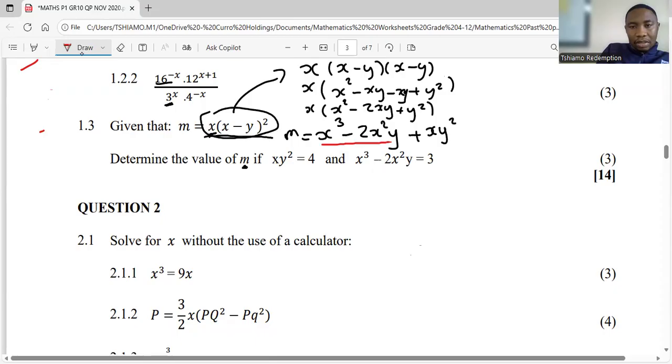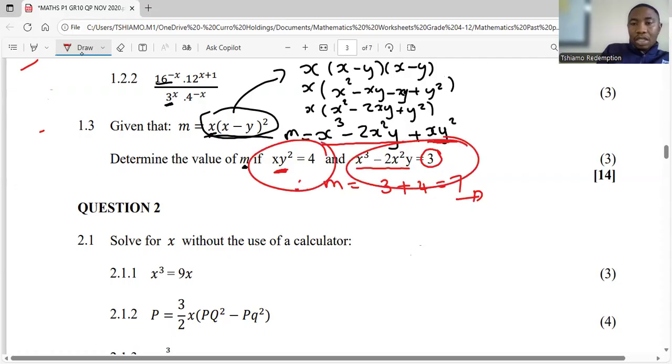Now I can see some connection there. Look at this part. This part is the same as that part. It's 3. Look at this part. x times y squared is 4. So this part is 4. Therefore, m is 3 plus 4, which is 7. Yes. So you have to look at it in all different aspects. How do you relate what is given and what you have? They gave you those two expressions. How do we relate the two? Okay, that's fine.